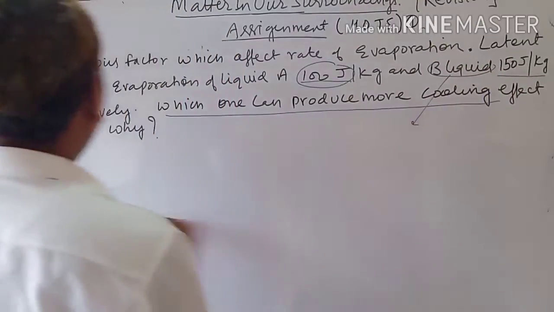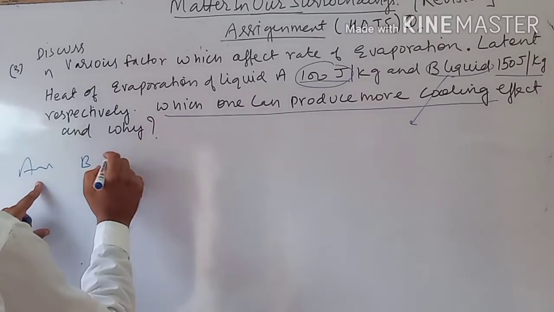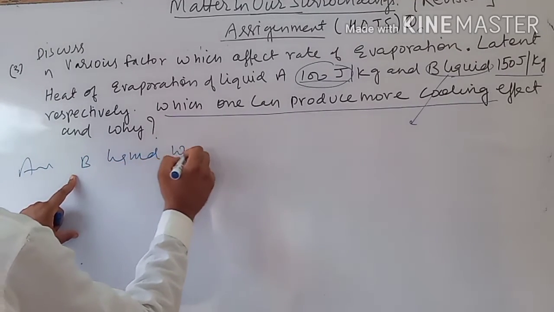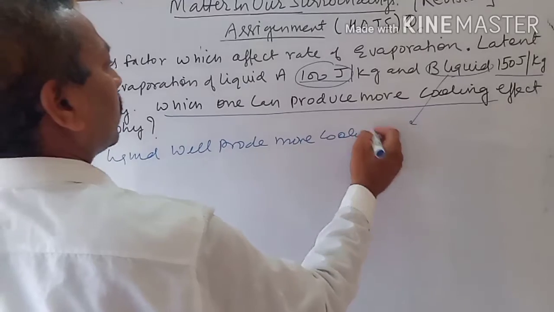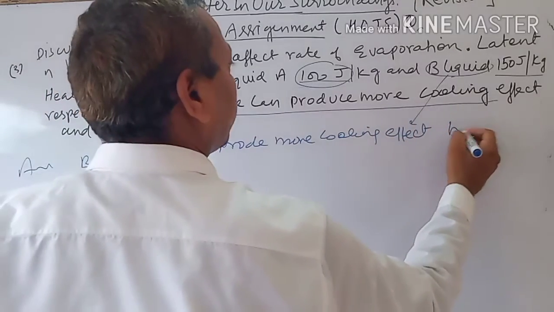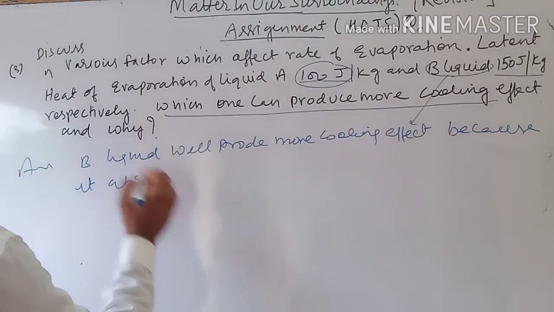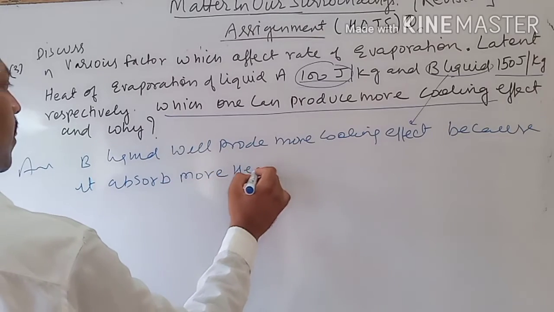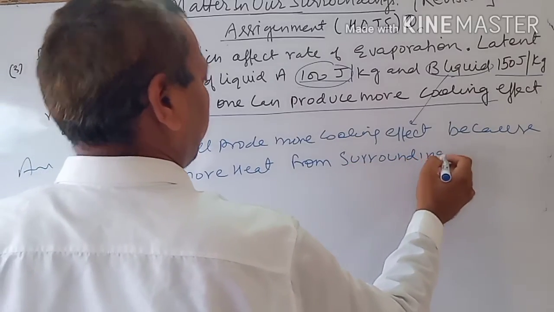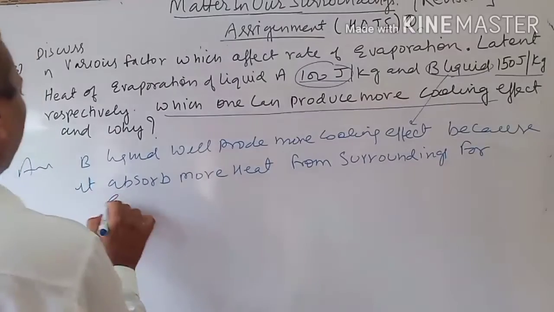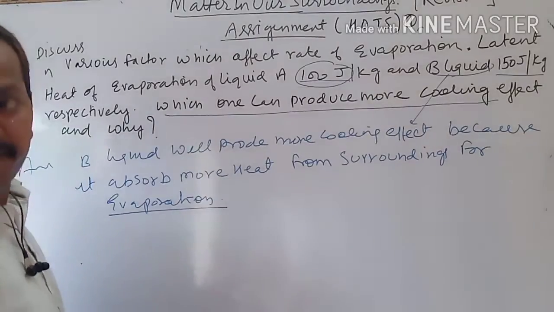So the very simple answer is: liquid B will produce more cooling effect, because it absorbs more heat from the surroundings for evaporation. So children, the point is very simple.